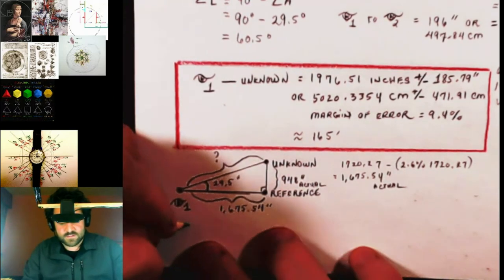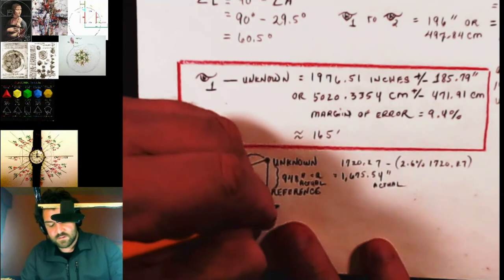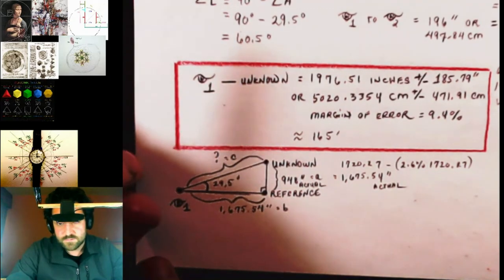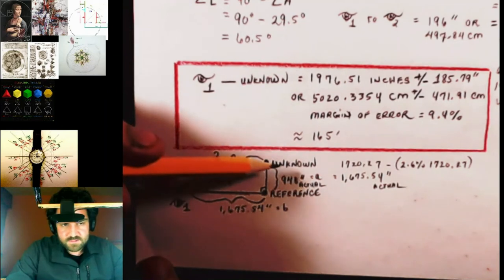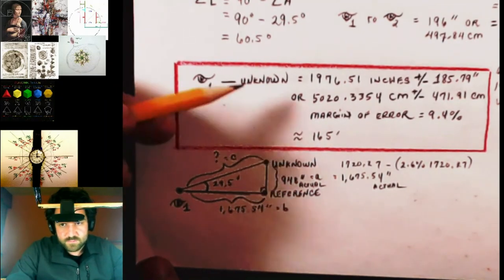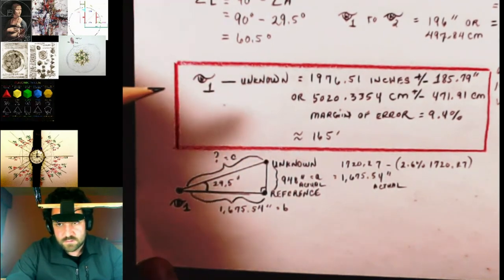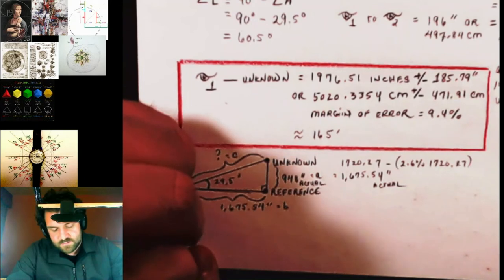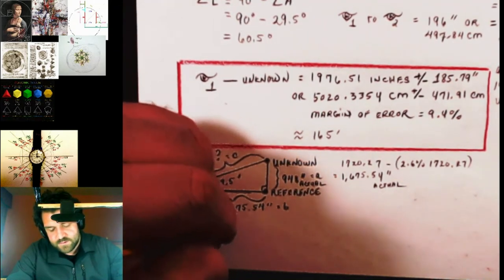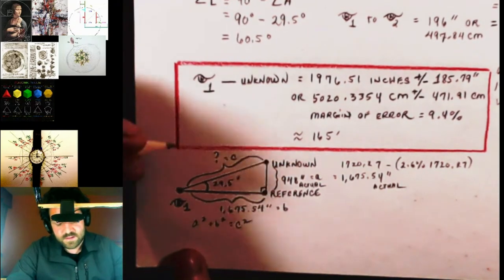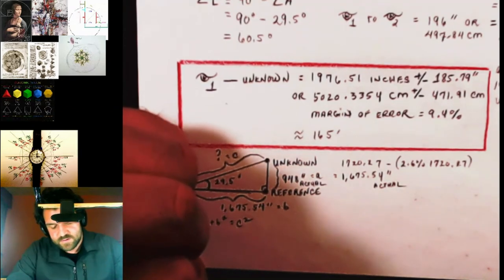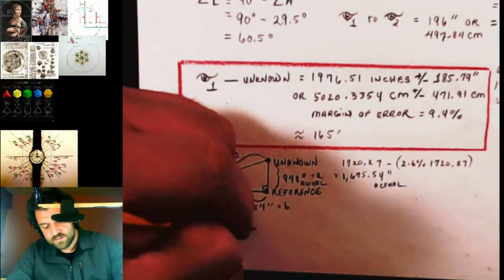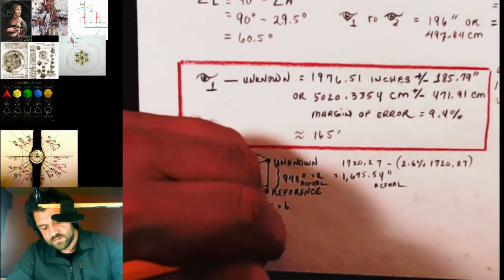Okay, so we'll call this A, and we'll say this equals B, and we'll say this equals C. We could also use the arcsine to find this, which is the opposite over the hypotenuse, but we don't know the hypotenuse. So we have to use the Pythagorean theorem to find the hypotenuse. A squared plus B squared equals C squared. So that would be 1,675.54 squared plus 948 squared equals C squared.